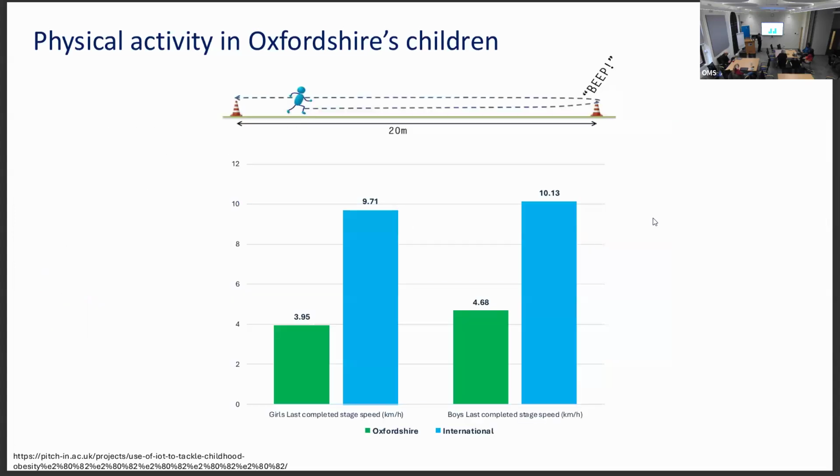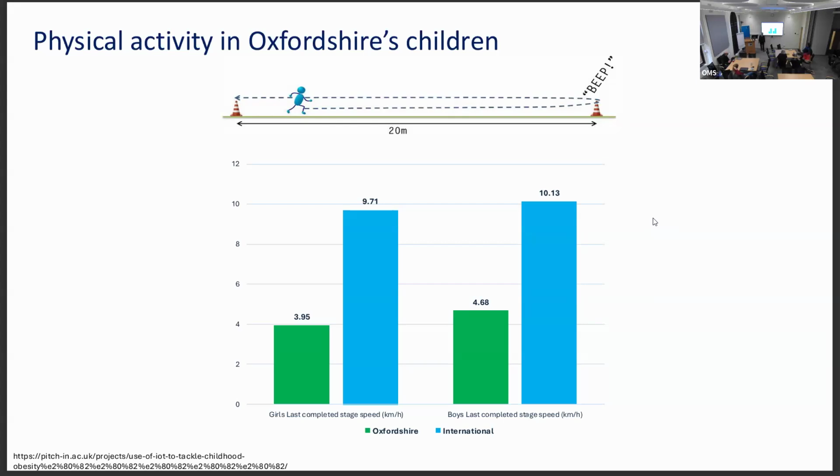And then we also did the beep test. I don't know if you guys are familiar with the beep test, but they start from this cone, run 20 meters and run back, and then you measure the time that it actually takes. So the blue is international comparators, and green is our kids. Look at that. We have some slow kids.